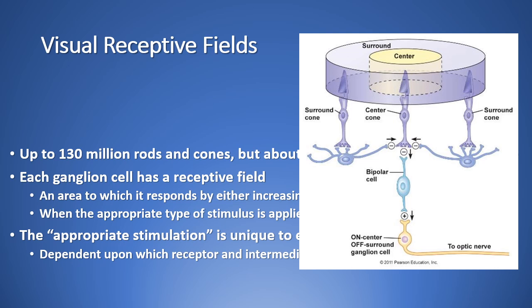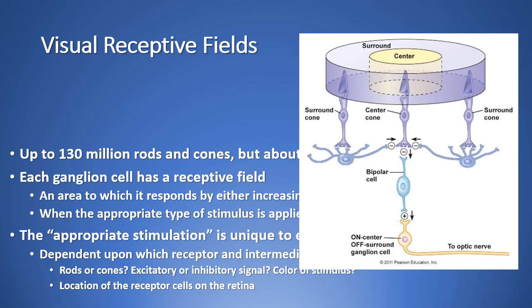So again, the stimulation that is appropriate for that ganglion cell is unique to the cell, and it is dependent upon which receptor is being stimulated, and then the intermediate cells. I'm sorry that you can't see the text behind it, but it's basically saying the stimulation is dependent upon the receptor and the intermediate cells, meaning that the response of the ganglion cell depends on whether it is receiving input from rods or cones, whether it's receiving excitatory and inhibitory input, whether it's a color stimulus.